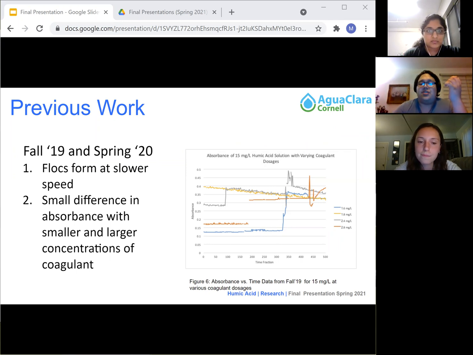Additionally, in the 10 milligram per liter category, they discovered that there was a strong negative association between coagulant dosage and humic acid, which we believe to be wrong. We believe there is a strong positive association.